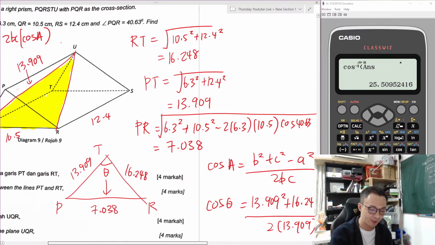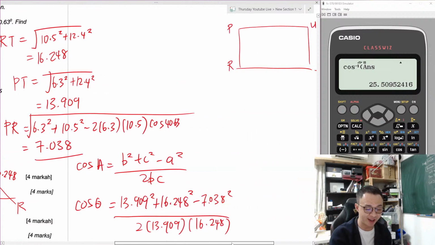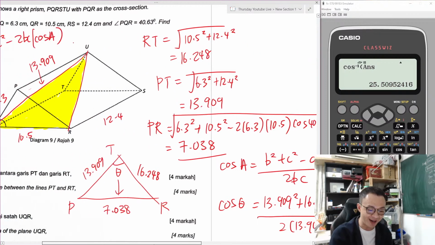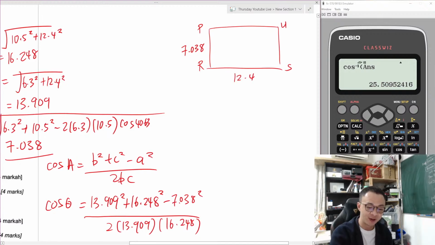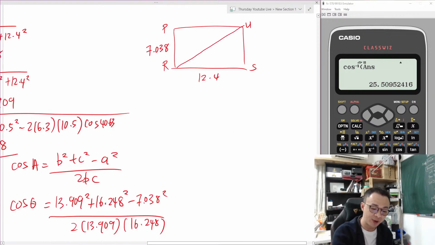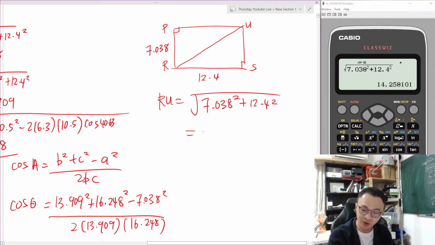PRSU. P to R is 7.038, and R to S is 12.4. Right now, I want to find R to U. Because it's a right angle, it's Pythagoras also. So RU equals the square root of 7.038 squared plus 12.4 squared. So this one is 14.258.